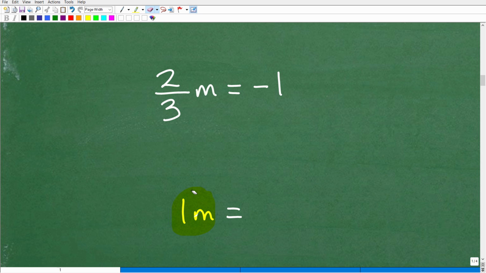Now, you don't typically write it like that. When we're solving for x, we write x is equal to 4. Technically, there's a coefficient in front of that x. It's 1x is equal to 4. We never really write the 1.